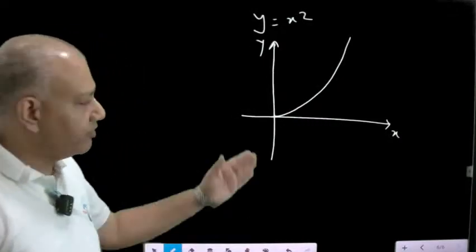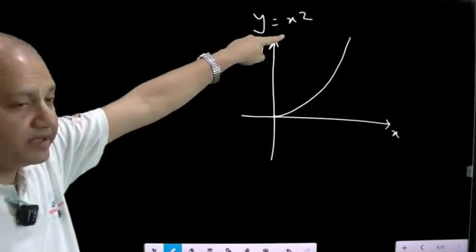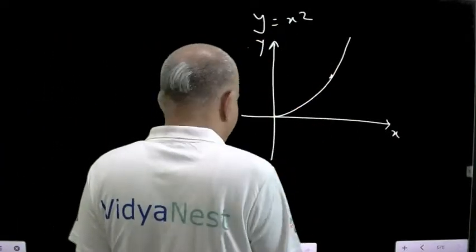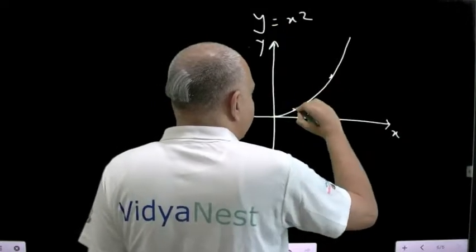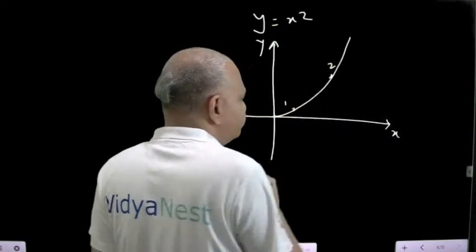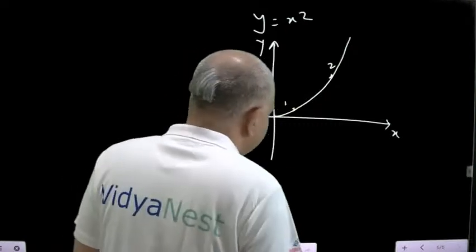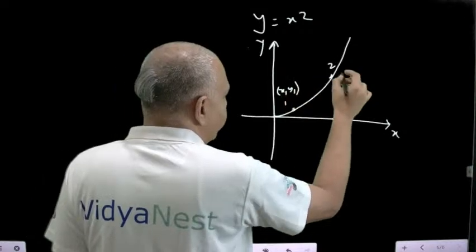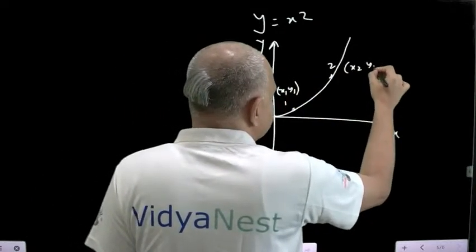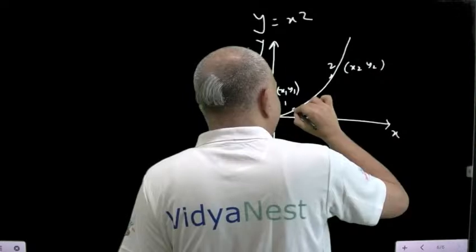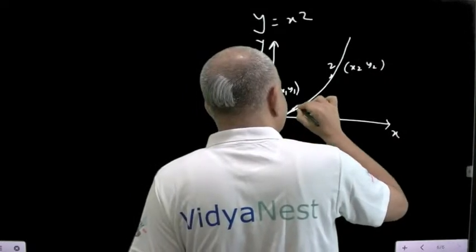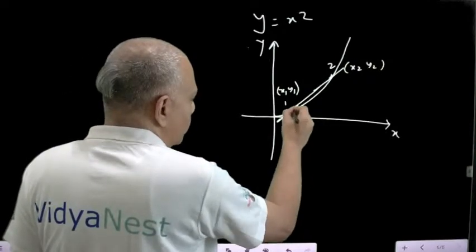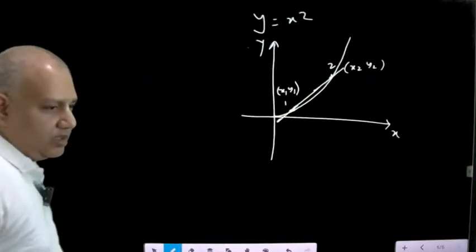So if I have this kind of graph, this kind of mathematical expression, you can see that if I take two points, point 1 and point 2, the point 1 has coordinates x1, y1, and point 2 has coordinates x2, y2. If I join point 1 and point 2 by a line, it's a chord. By a chord I join two points.